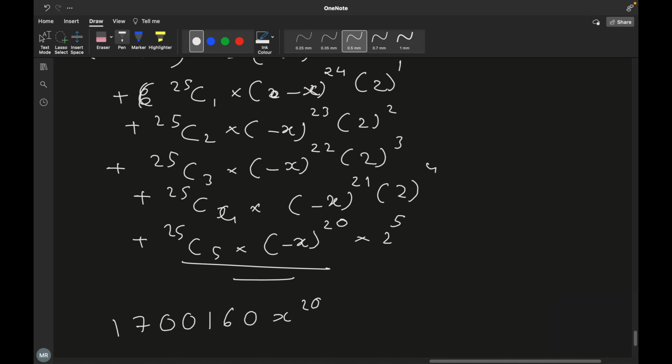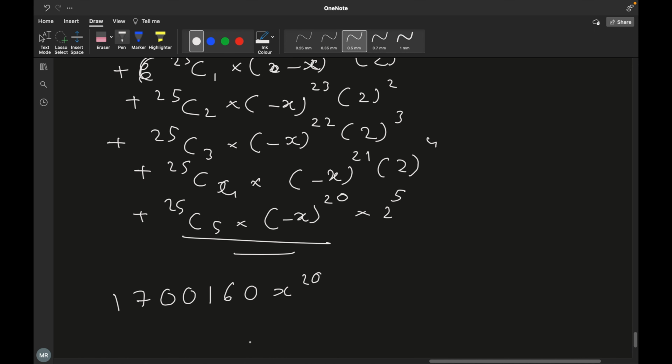Just imagine you had to do this with Pascal's triangle, how many rows we'd get. And therefore, the binomial theorem is much more efficient than using Pascal's triangle. So this is the answer.